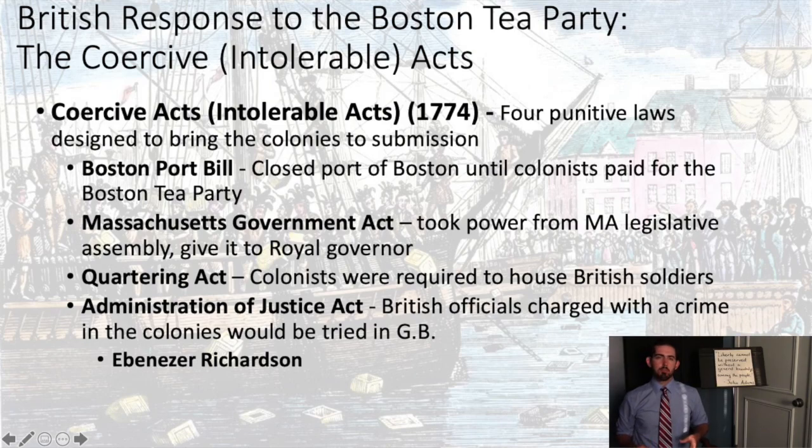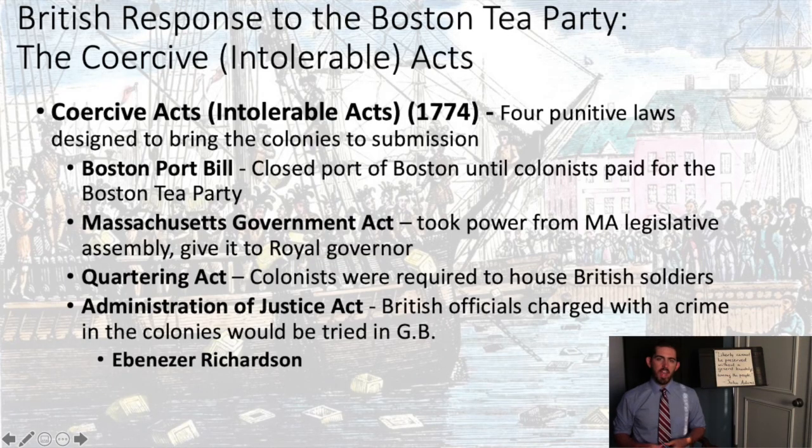First, the Boston Port Bill shut down the entire port of Boston until the colonists paid for the tea destroyed in the Boston Tea Party. Boston was built around trade at the port, so this devastated the local economy. The Massachusetts Government Act stripped the democratically elected Massachusetts Assembly of its power, giving it instead to a governor appointed directly by the Crown.